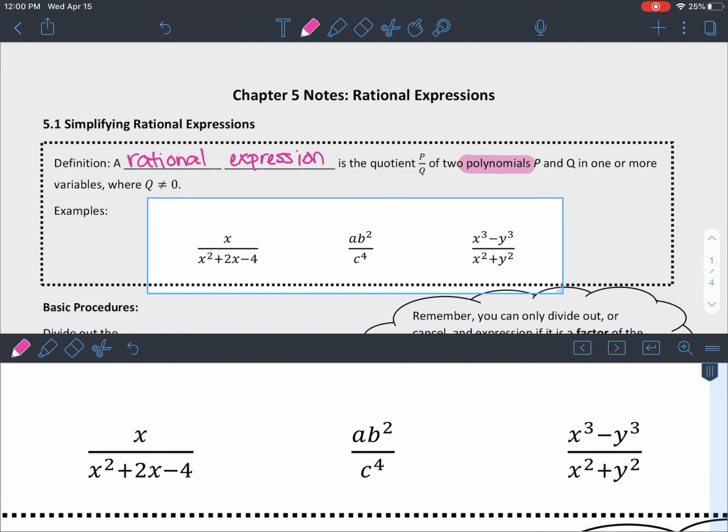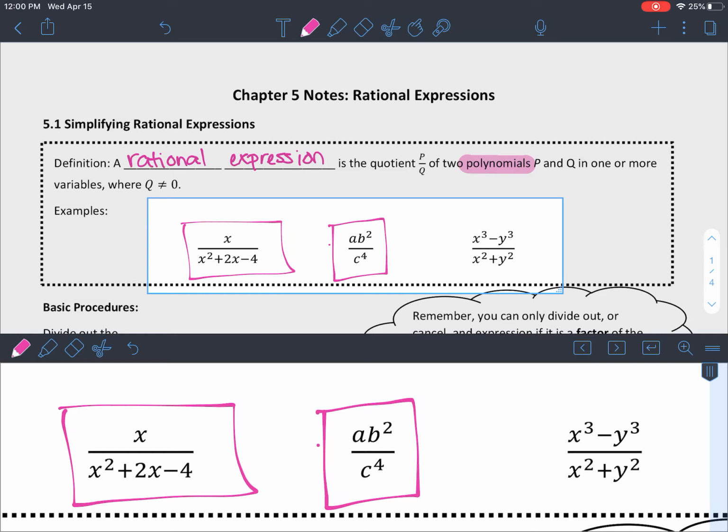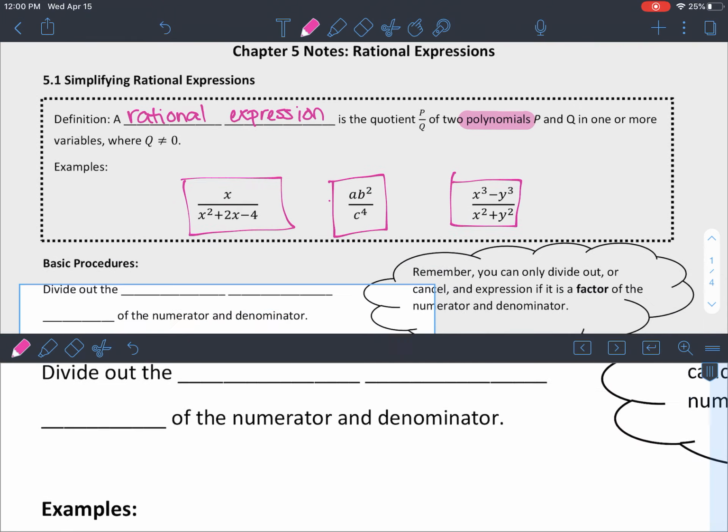Some examples of rational expressions are these down here. We have this one here, which is x over x squared plus 2x minus 4. You might look at that and think, how in the world am I ever going to know how to solve that? But don't worry, you can figure it out. We also have ab squared over c to the 4th. And then another one, x cubed minus y cubed over x squared plus y squared. So those are examples of rational expressions. I have a polynomial divided by another polynomial, and all of these are examples of polynomials. Just keep that in mind as we move forward.